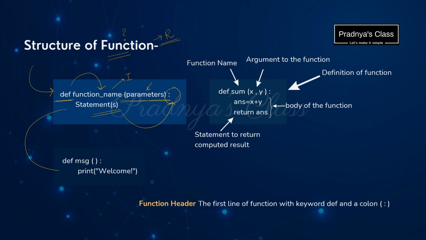Alright, let's consider one simple example of function. MSG is the name of the function that we have written followed by the keyword def, and here are the empty parameters as we are not passing any parameter to it. Don't forget to write colon. The statement inside the block will be at the different indentation level. In the function we are printing one message, welcome.